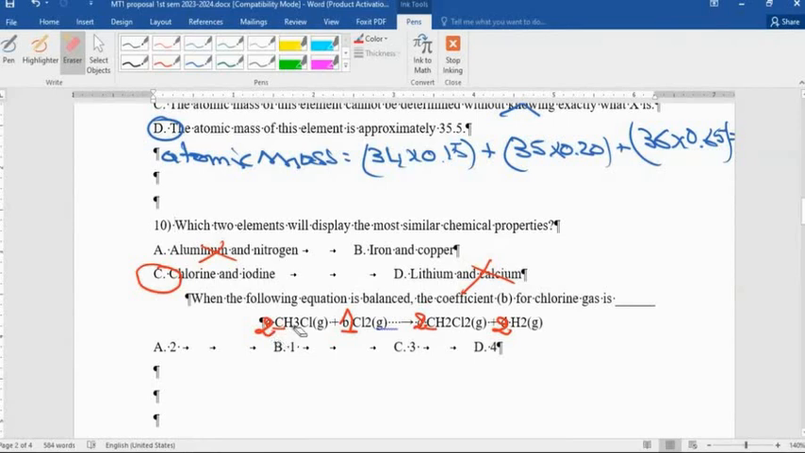How many hydrogen do I have in all here? I have 6. Here how many hydrogen do I have? 4. And this one will be 1. That's it. And this one, I will correct properly. And this one will be 1. So what will be my answer? B equals 1.